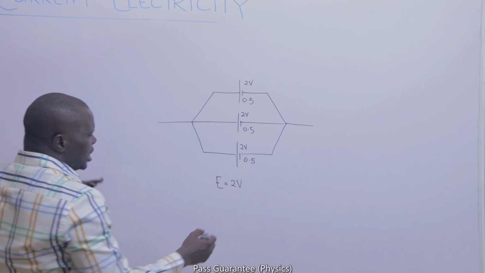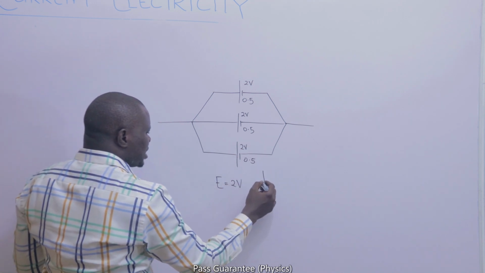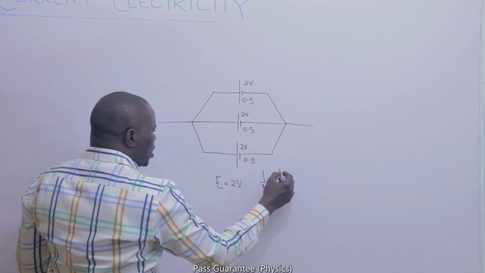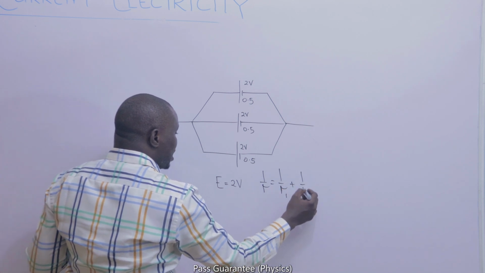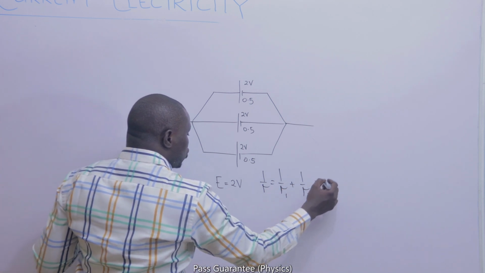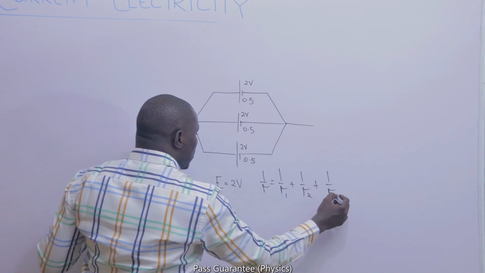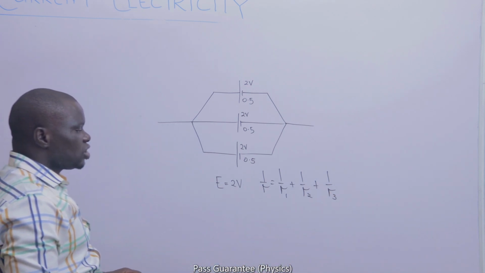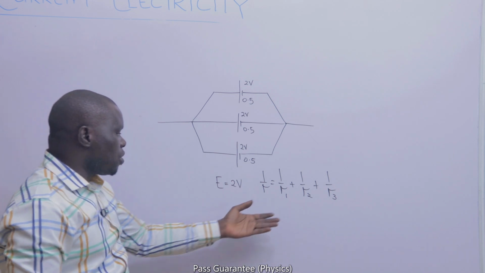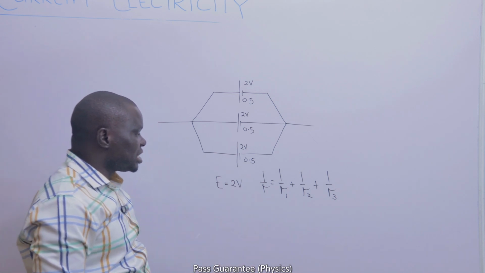Now, the total internal resistance in this case will be obtained from the formula for the equivalent internal resistance for resistors in parallel. So that is how we are going to get their total internal resistance.